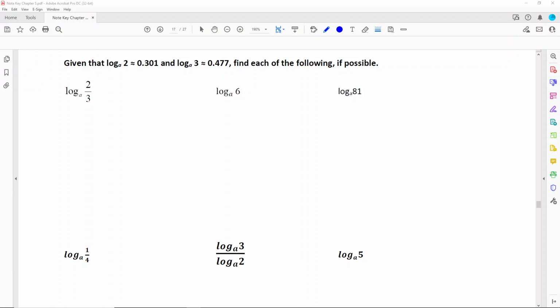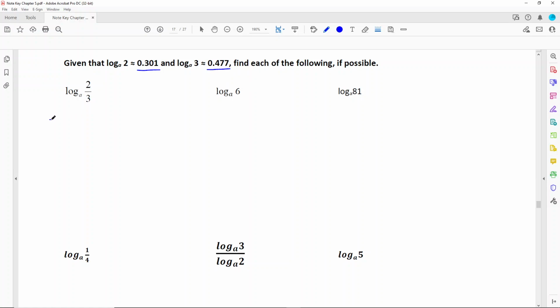These next questions are kind of like solving puzzles. What they're going to get you to do is take single logarithms that are the log of something not specifically 2 or 3, but a combination of them, and write them as a sum and difference of logarithms, where it's a log base a of 2 and a log base a of 3. And you're going to replace log to the base a of 2 with 0.301, and log to the base a of 3 with 0.477.